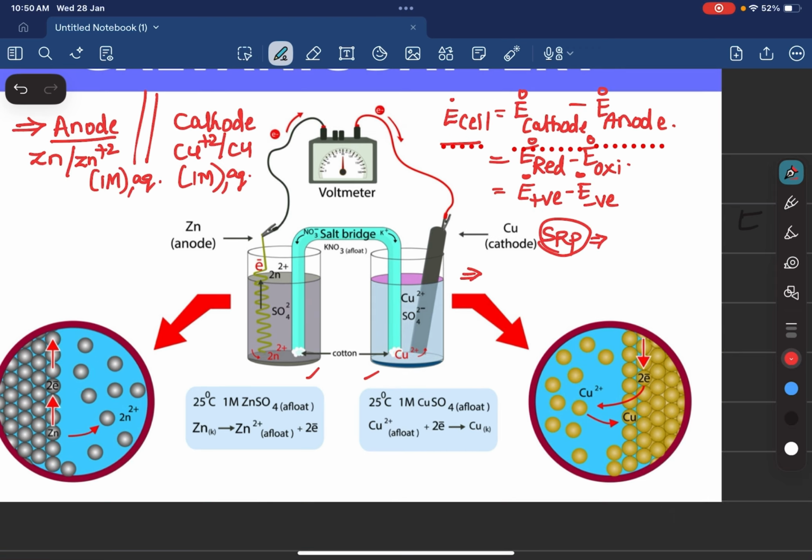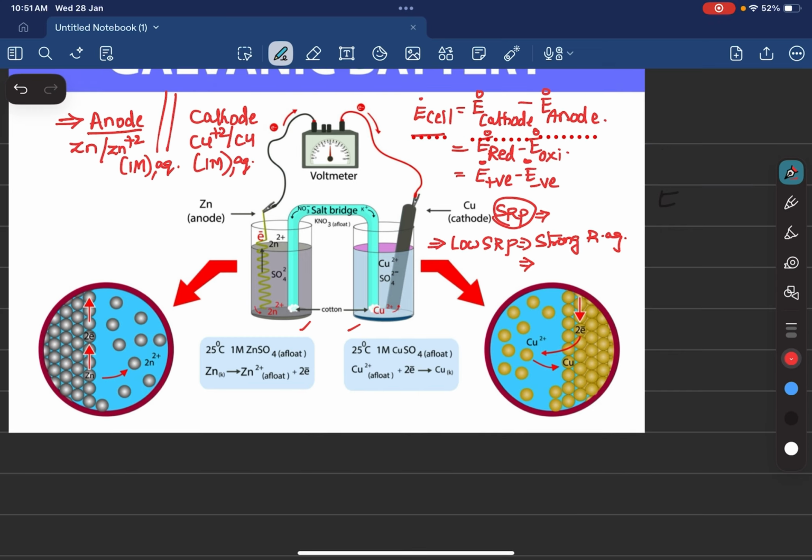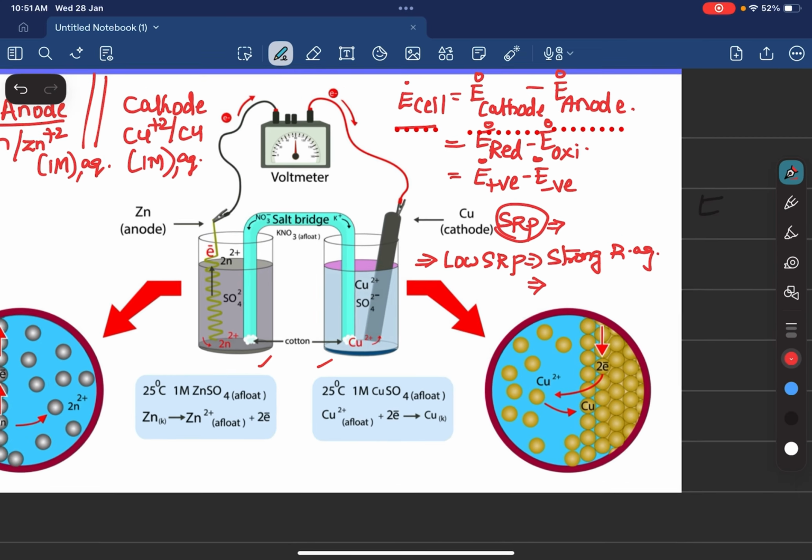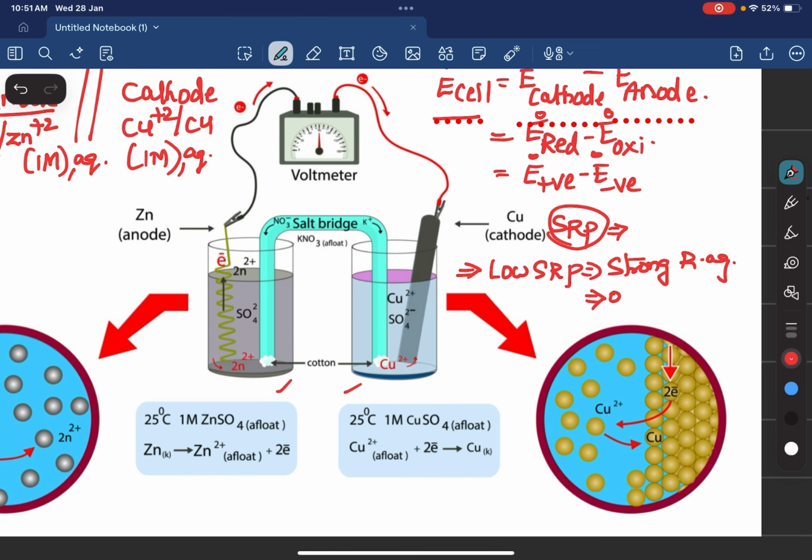Generally, a low SRP value is considered a strong reducing agent and easily undergoes oxidation. Oxidation is easy. A high SRP value behaves as a good oxidizing agent and also undergoes reduction easily.